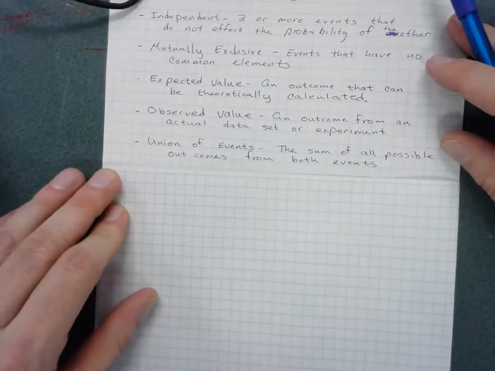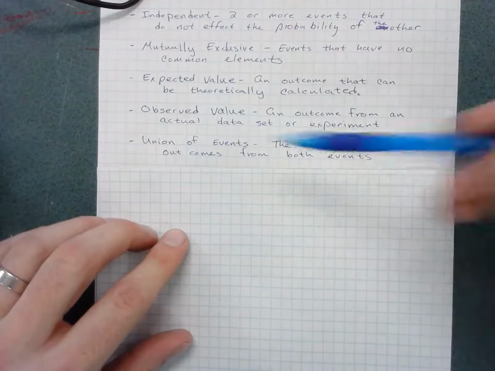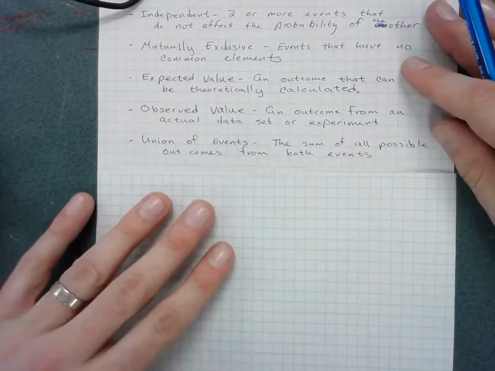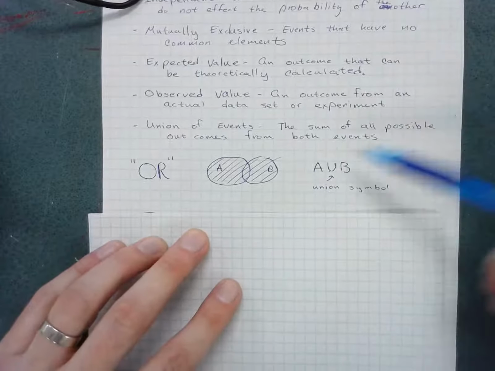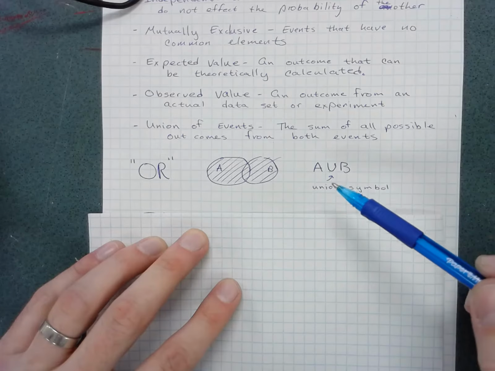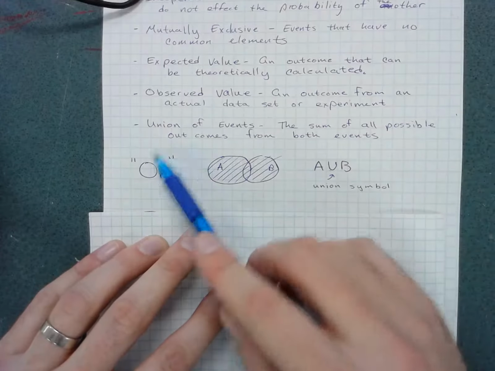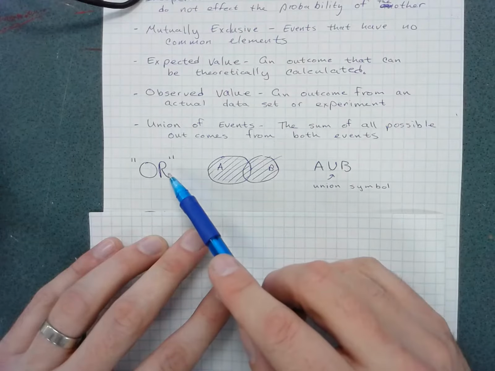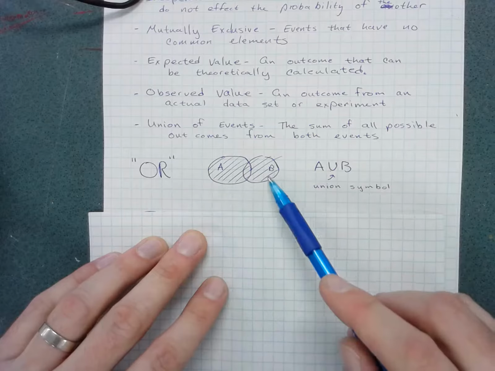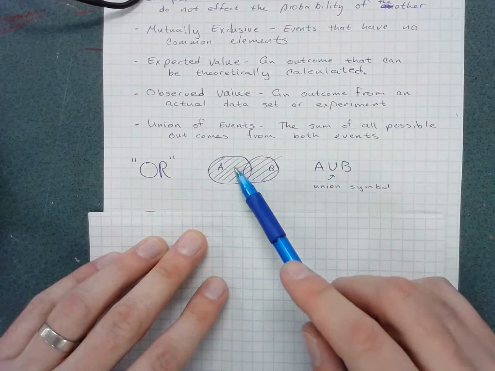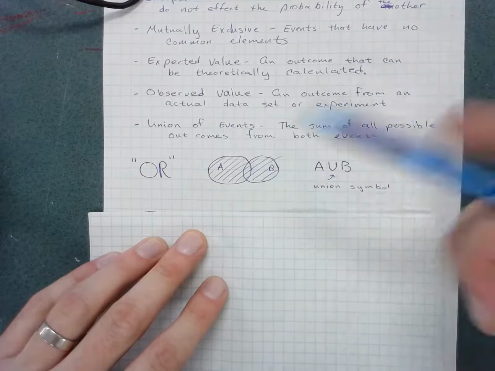Union is a word used in probability. The union of events is the sum of all possible outcomes for both events, and I've included a little Venn diagram here. There is a union symbol that basically looks like a big capital U without that little tail. When you are reading a word problem, you can always identify if they mean the union. You will see the word or. And just as a little Venn diagram here, if we had two different events, event A and event B, the union would be everything that happened in either or, the word or.